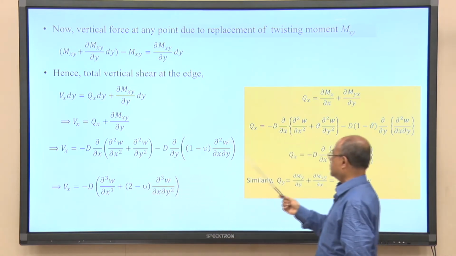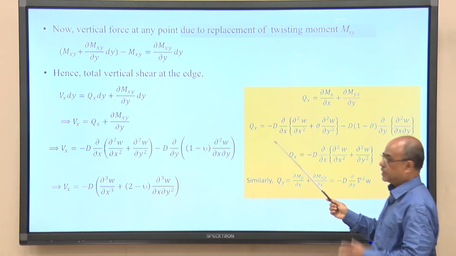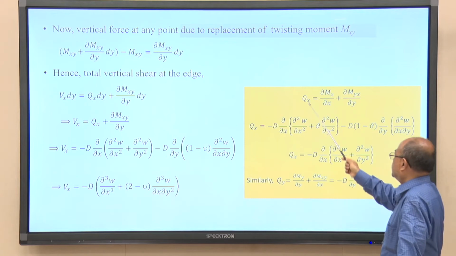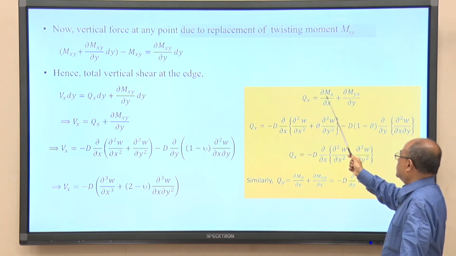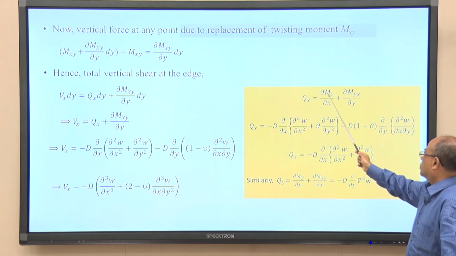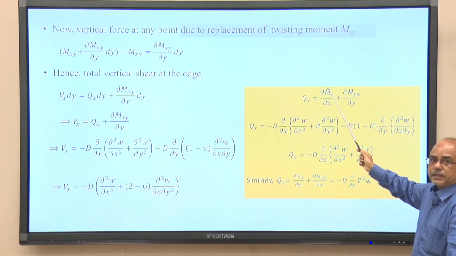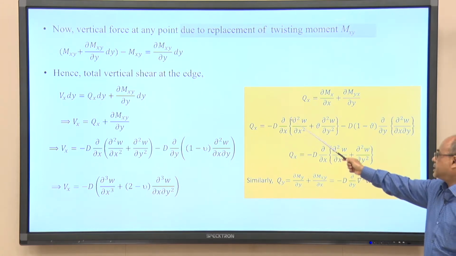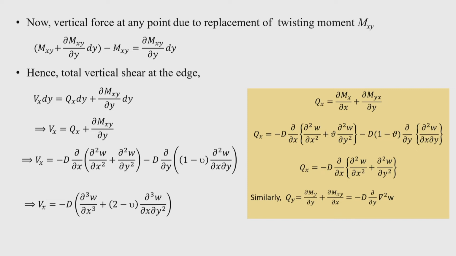Now, here you can see q x from the equilibrium equation. If you remember, in my last class we obtained the equilibrium equation that q x is equal to del m x by del x plus del m x y by del y. So, what is m x? M x is the bending moment in the x direction, and it is given as minus D times del square w by del x square plus mu del square w by del y square. This is the bending moment expression along the x direction.